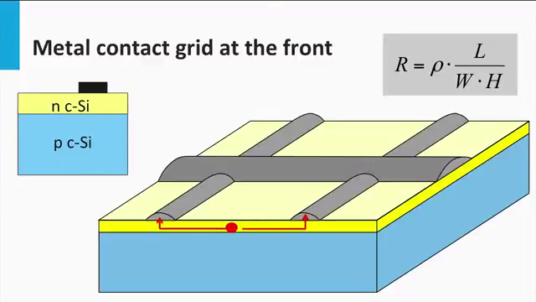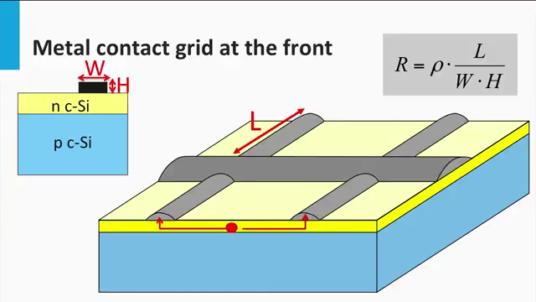First, the fingers have a resistance R. If L is the length of the finger, W the width of the finger, and H is the height of the finger, and ρ is the electrical resistivity of the metal, we can describe the resistance R as ρ times the length divided by the height and the width. The equation shows that the longer the path length for an electron, the larger the resistance the electron experiences. In addition, the smaller the cross-section, width times height, of the finger, the larger the resistance will be.